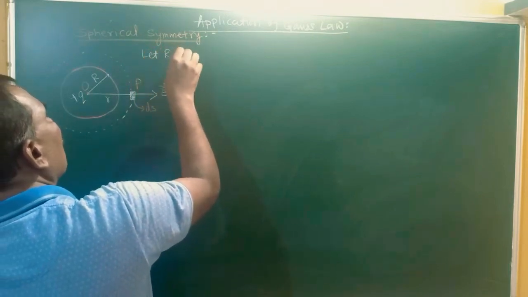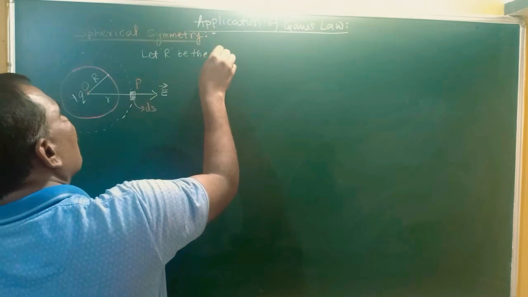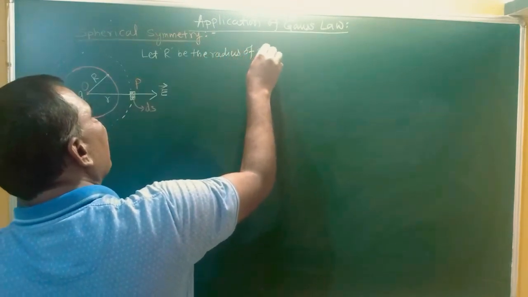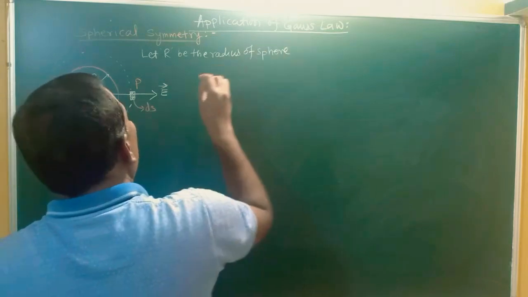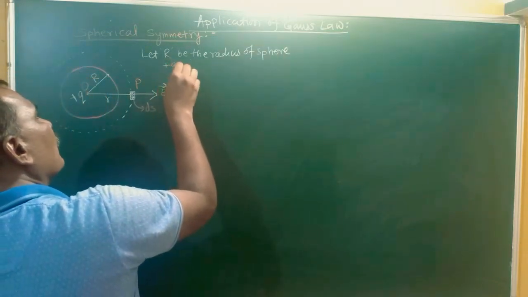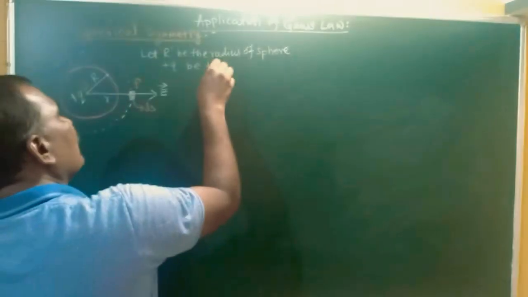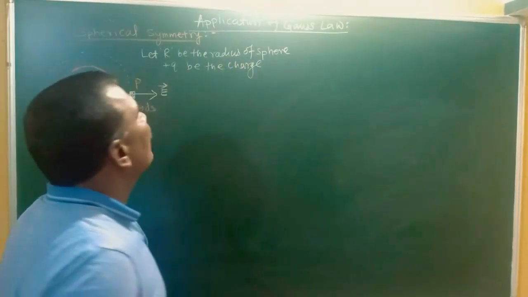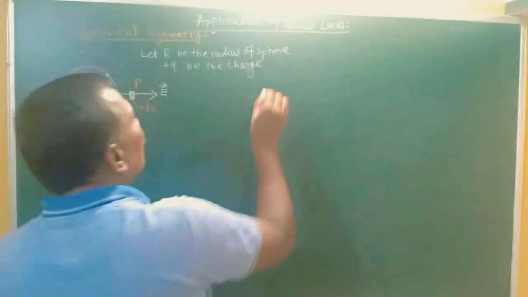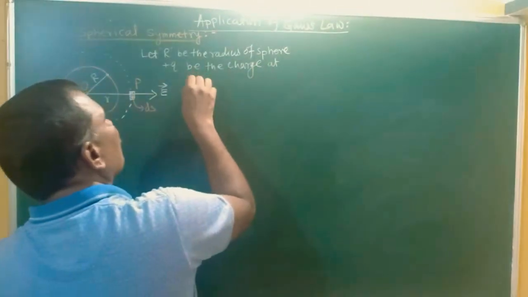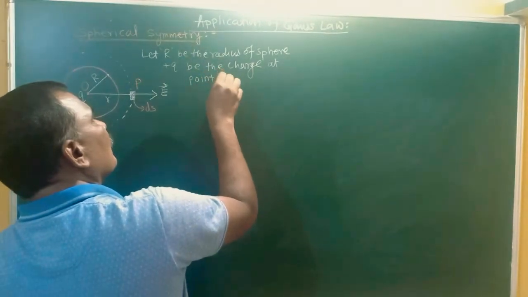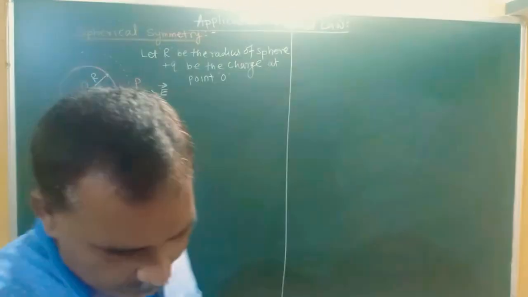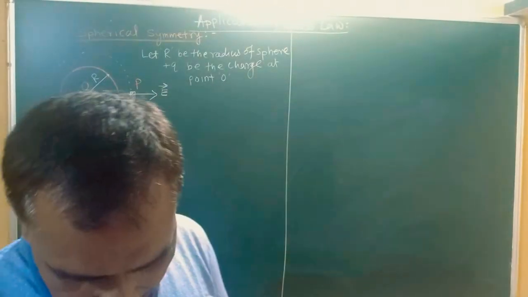Let R be the radius of the sphere, and Q be the charge at point O. This is what we consider for the sphere.